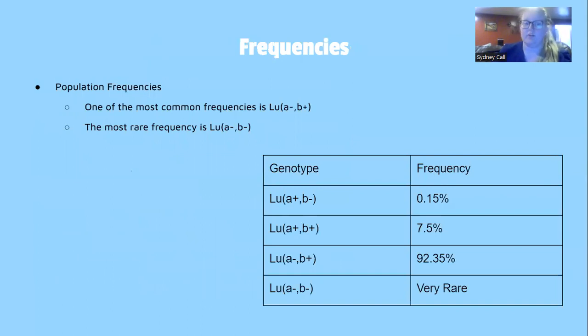All right, on to frequencies. Throughout the population, there's a couple different frequencies, and one of the most common is the LUA A minus B positive, where the most rare is the A negative B negative. So we have this chart here that you can look at. It's kind of quick and easy. You can see the genotype of each possibility, and then the frequency of each. You can see the most common is the A negative B positive, and then that really, really rare one at the very bottom. I put those two close together just so you can see right off the bat they are the most rare and the most common.